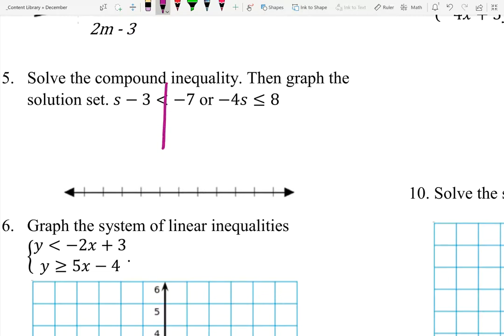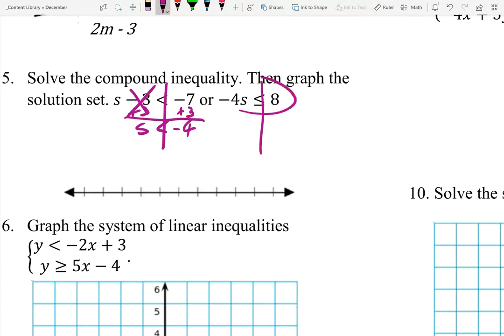Now, when we solve it, we solve these two things like normal equations. So we're going to add 3 to this one on the left, just so I can cancel it out and have s less than, but remember to add 3 over here. Negative 7 plus 3, be careful with your math there. It's negative 4. So s is less than negative 4. We'll graph that in a second.